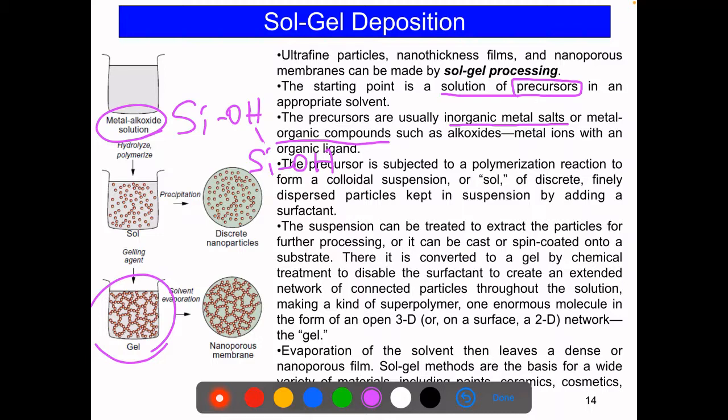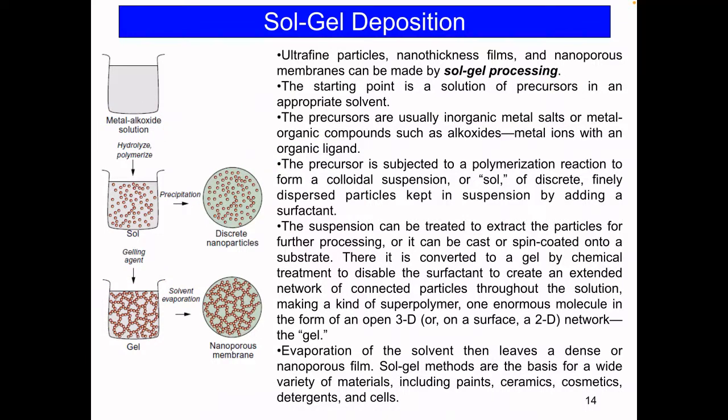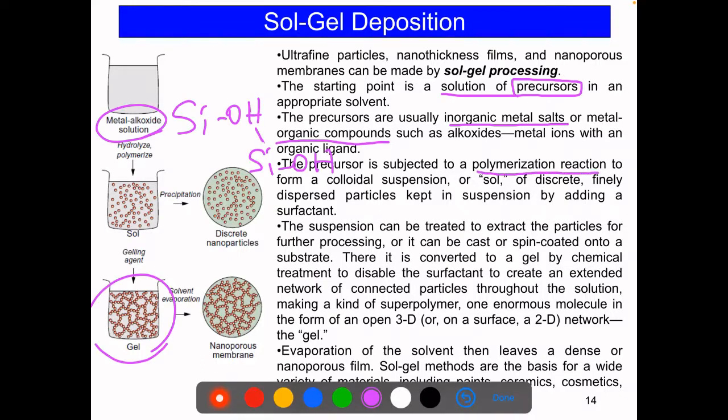Okay? The precursor is subject to a polymerization reaction to form a colloidal suspension that's called the sol. Finely dispersed particles are kept in suspension by adding surfactant. The suspension can be treated to extract the particles for further processing. It can be spin coated onto a substrate and so on. So you can form 3D, 2D networks of this gel.